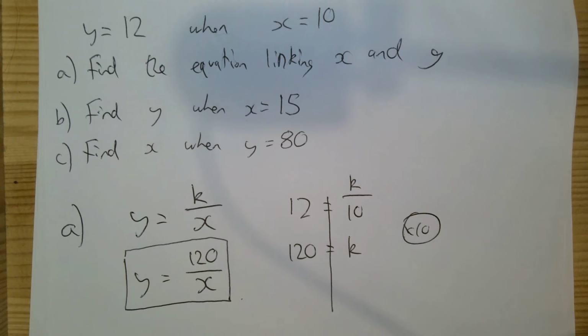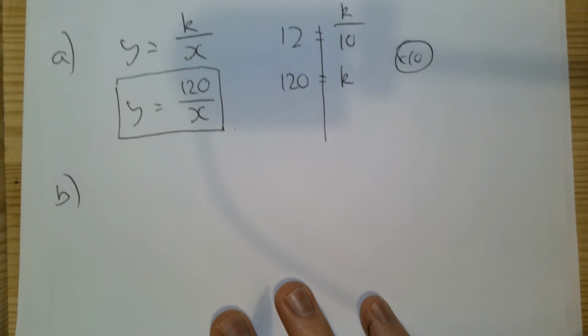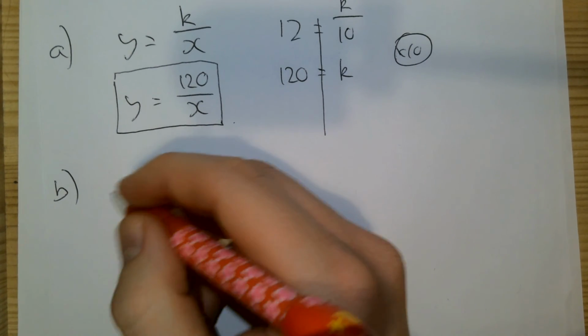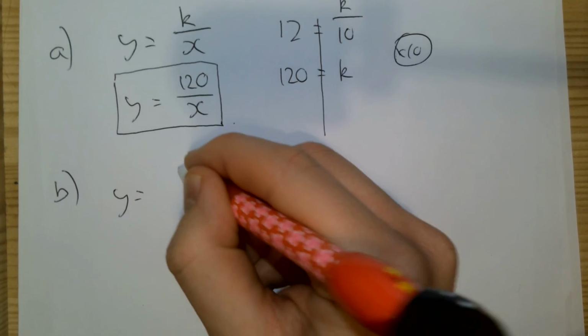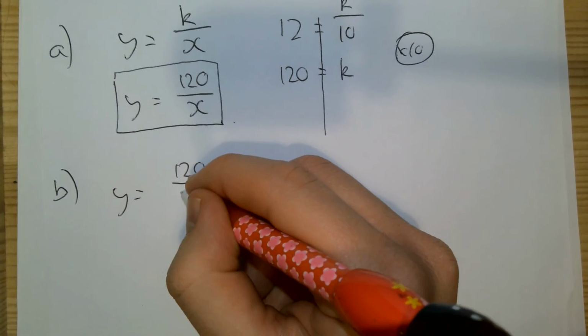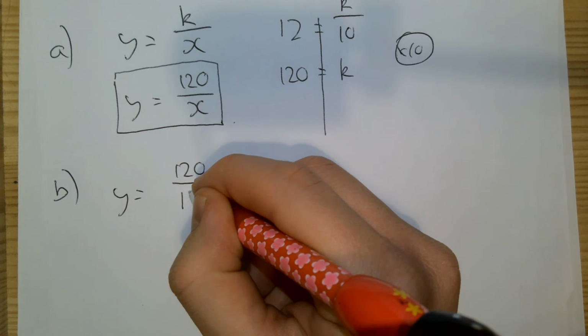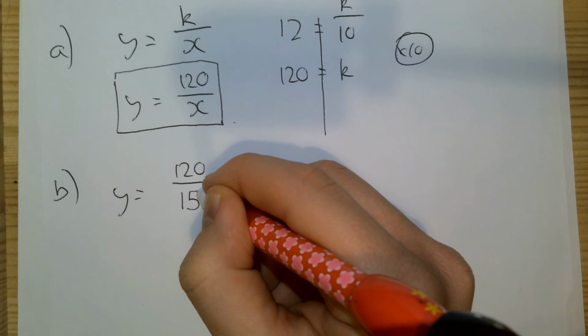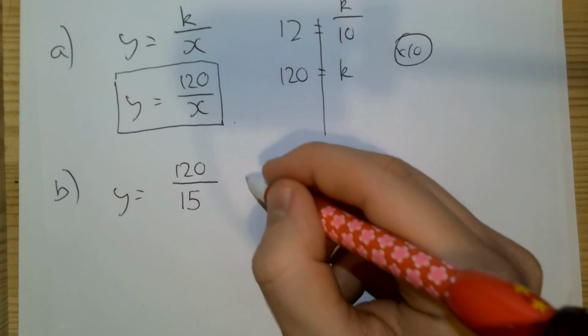So part B says find y when x equals 15. Well, if x equals 15, we know that y equals 120 over x. So if x equals 15, it equals 120 over 15, or 8.